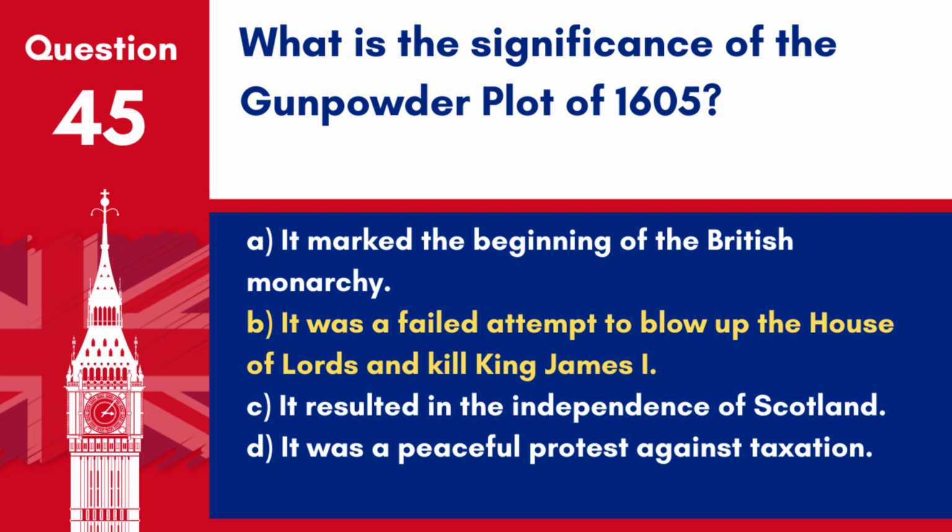Answer: B. It was a failed attempt to blow up the House of Lords and kill King James I. The Gunpowder Plot was orchestrated by a group of provincial English Catholics led by Robert Catesby and involved Guy Fawkes, who was caught guarding the explosives placed beneath the House of Lords.